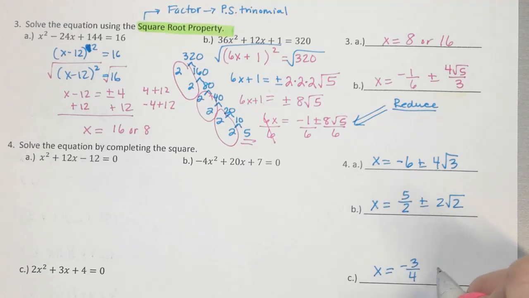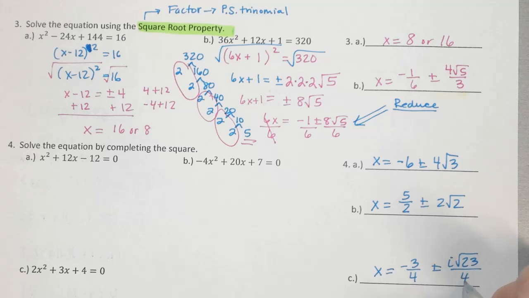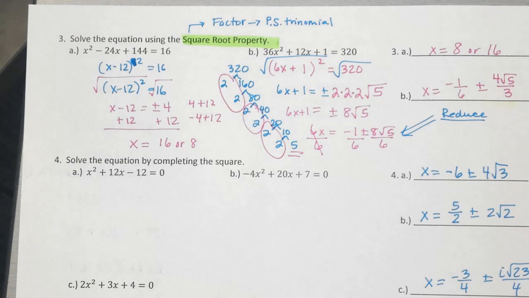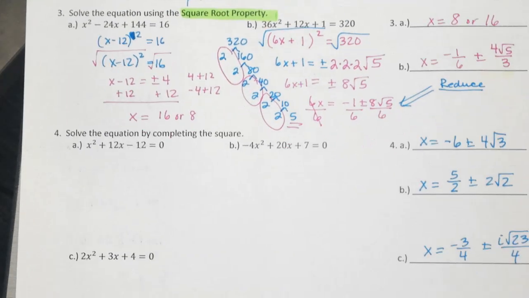Okay, so let's see how these went. We're completing the square. So negative 6 plus or minus 4 root 3. 5 over 2 plus or minus 2 root 2. And then anytime there's a negative under the radical, we are going to have to bring in our buddy i.